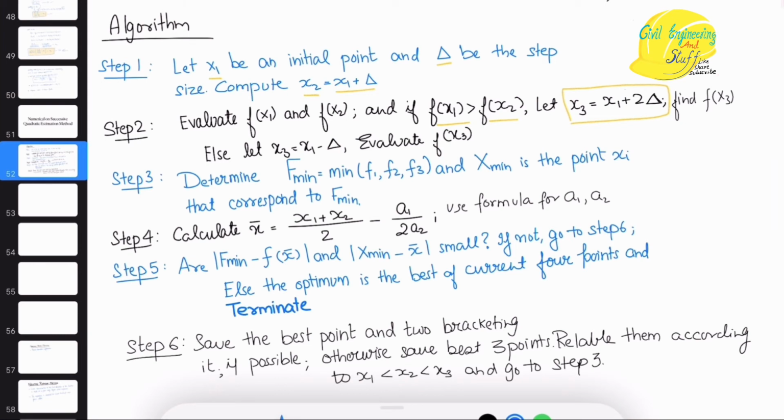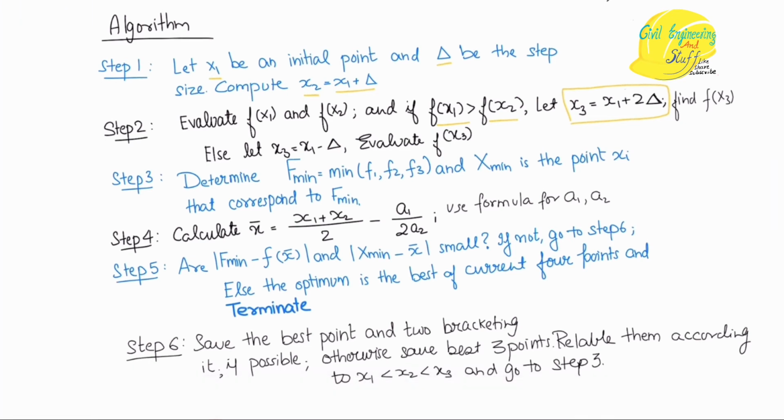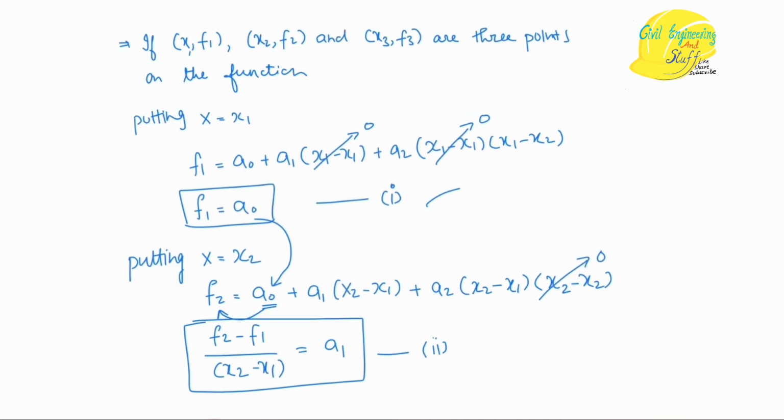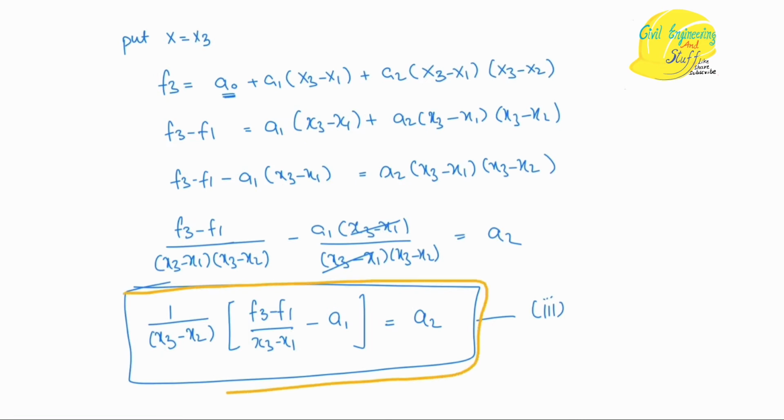Then let's move on to step number 4, and in step number 4 we have to find another point, x bar. The formula for finding x bar is (x1 plus x2) by 2 minus a1 by 2a2. In the previous lecture we derived the formulas for a1 and a2. a1 is equal to (f2 minus f1) divided by (x2 minus x1), while the formula for a2 is 1 upon (x3 minus x2) times the bracket (f3 minus f1) divided by (x3 minus x1) minus a1.